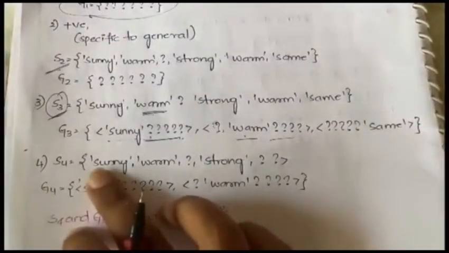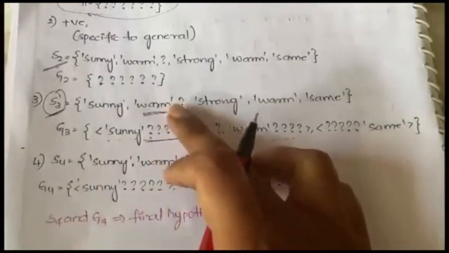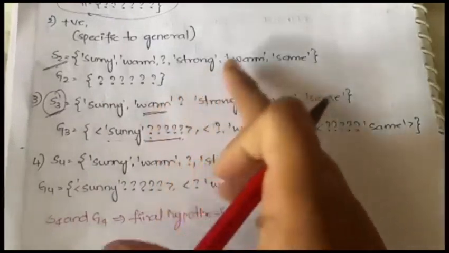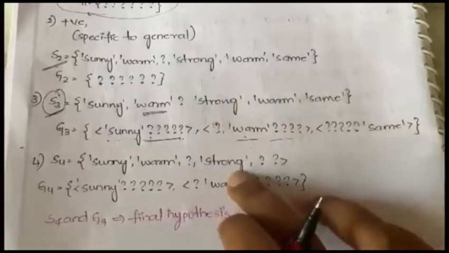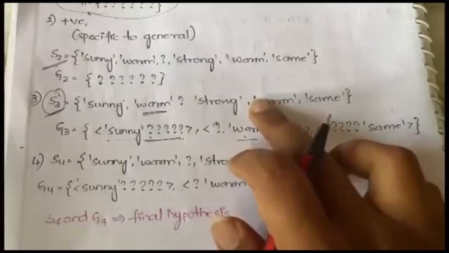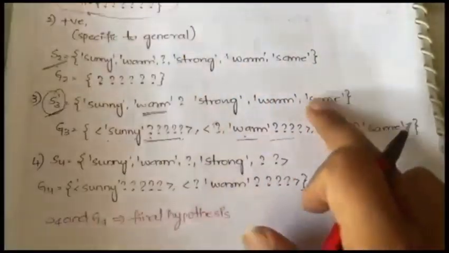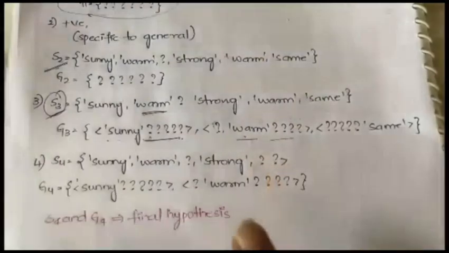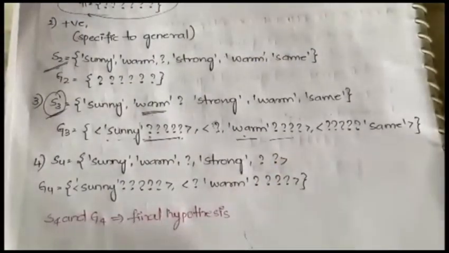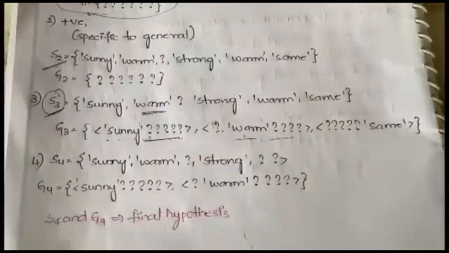First attribute, sunny, same as in S3, so it remains sunny. Second, warm, same, so it remains warm. Third, question mark remains as the question mark. Fourth, strong, same. So it remains strong. Fifth, warm in S3, but that is cool. Since they are different, replace it with the question mark. Sixth, same in S3, but that is change. Again different, so replace it with the question mark. So this is the S4 you obtain.